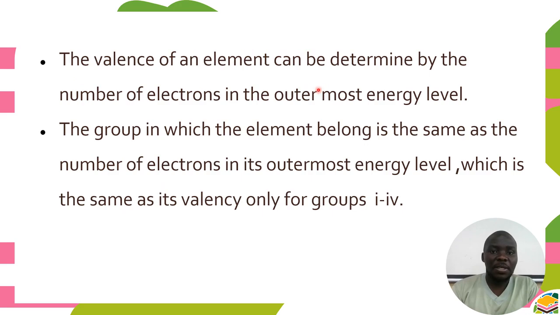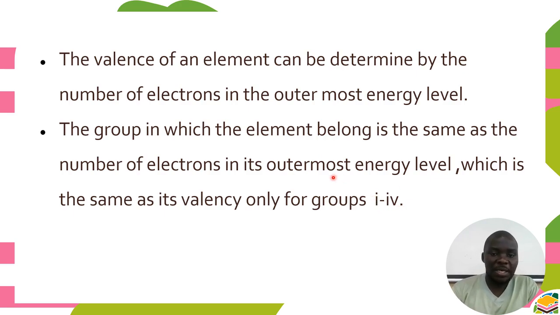The valence of an element can be determined by number of electrons in the outermost energy level. This statement has a backup here. The group in which the element belongs is the same as the number of electrons in the outermost energy level, which is the same as the valence. This information only applies from group number 1 up to group number 4. I repeat, it only applies to elements from group number 1 up to group number 4.